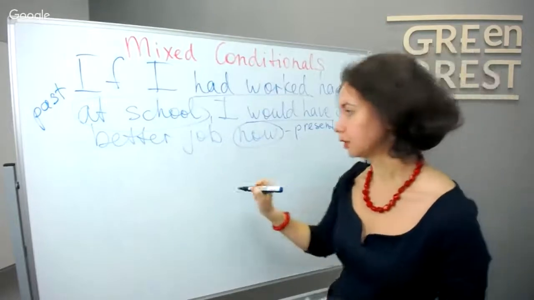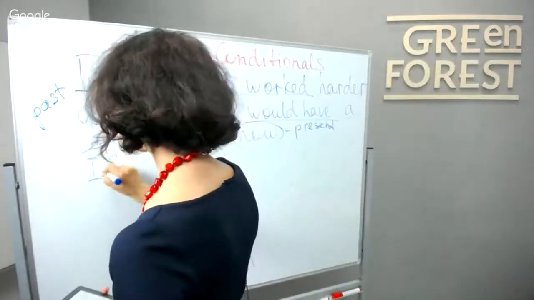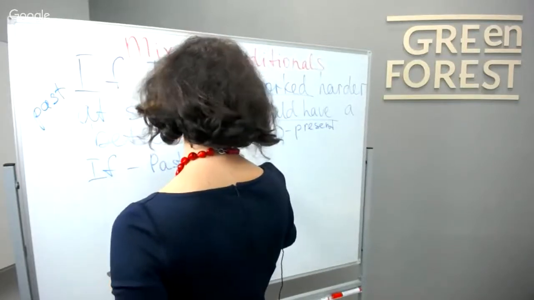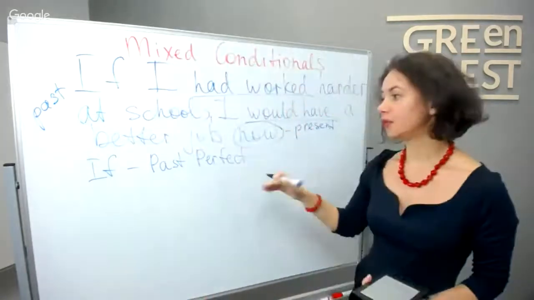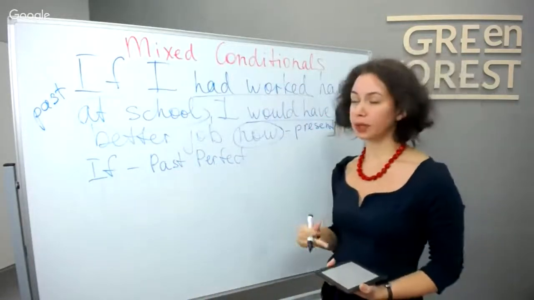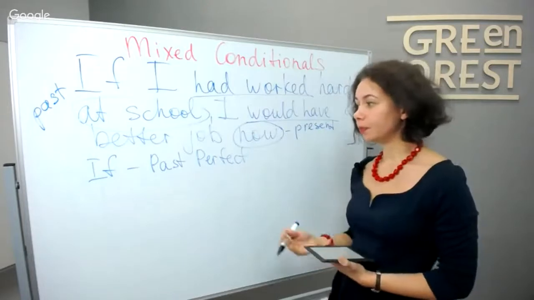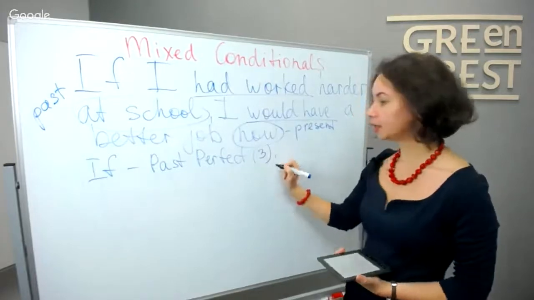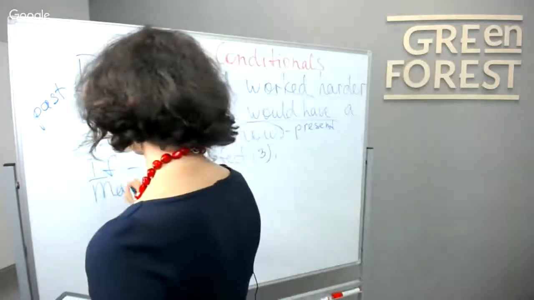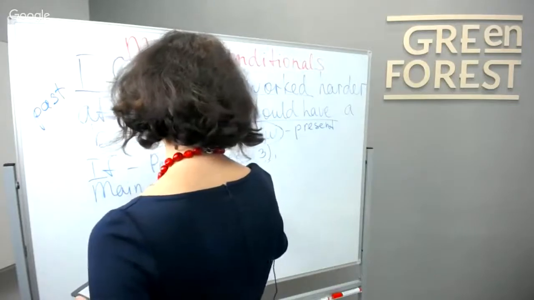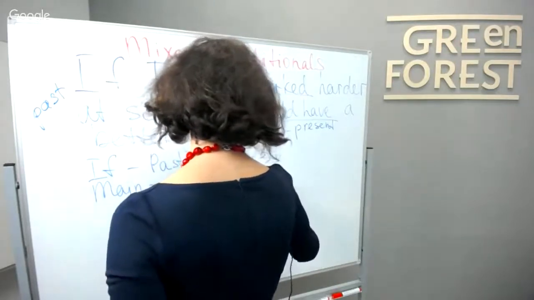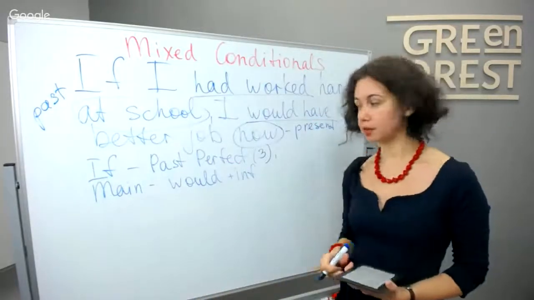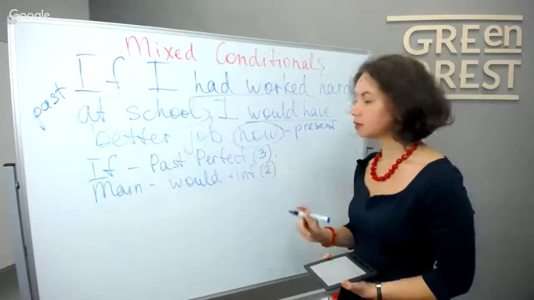Let's look at the construction itself. In the if part, we use past perfect. Past perfect is used when we want to express a past unreal situation, so third conditional. And in the main part, we use would plus infinitive. This construction is used when we want to express an unreal present situation, so our second conditional.